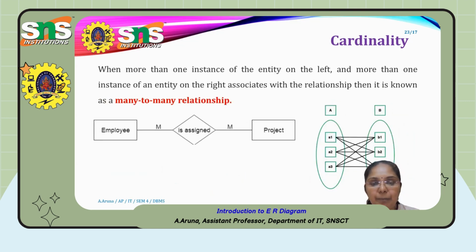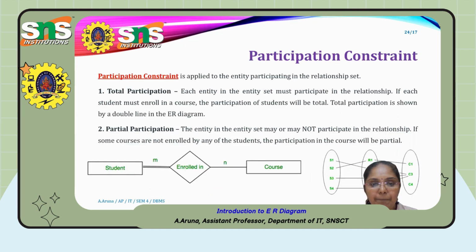The next thing is the many-to-many relationship. When on both sides we have more than one instance, that can be called a many-to-many relationship. An employee is assigned to many projects, and many employees are assigned to many projects. So this particular relationship we call many-to-many.